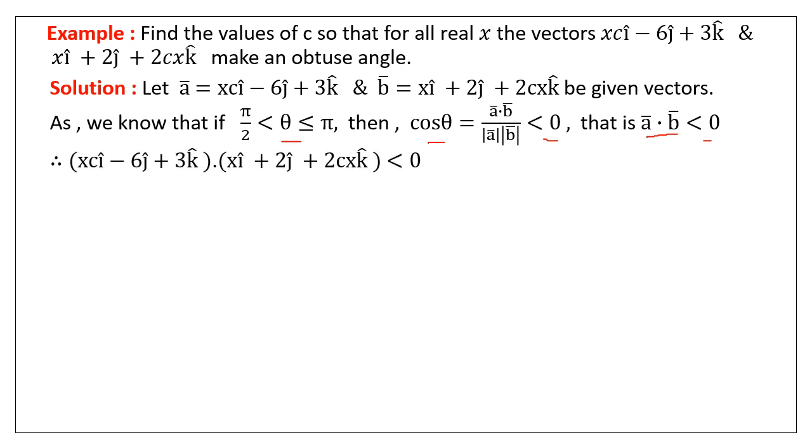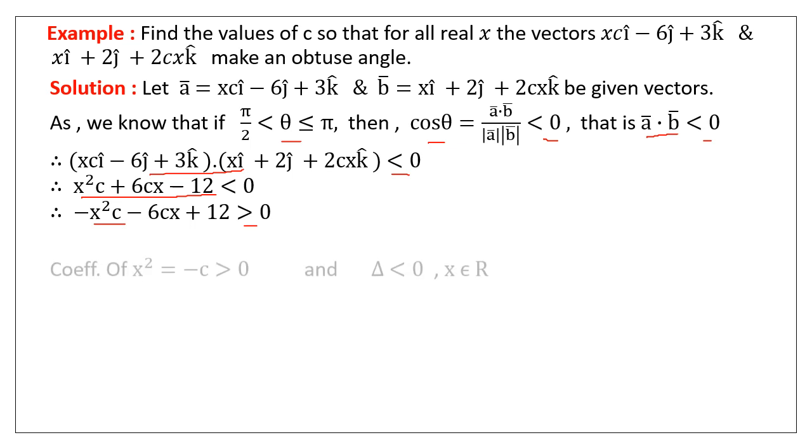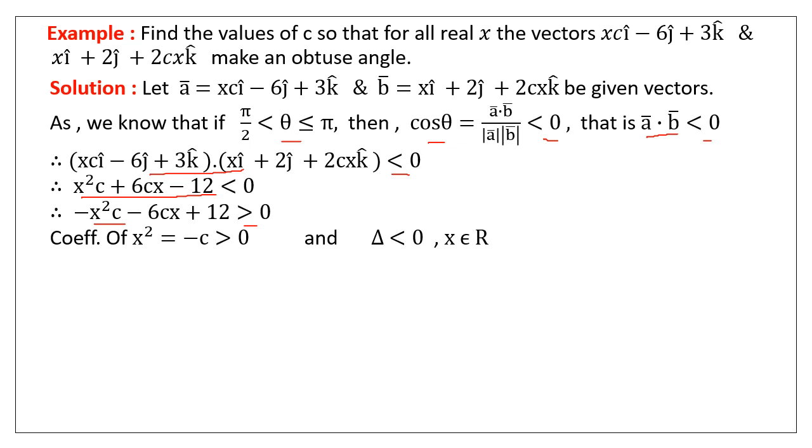So write down a bar dot b bar less than 0. After solving this, we have x square c plus 6cx minus 12 less than 0. Multiplying by minus 1, we have minus x square c minus 6cx plus 12 greater than 0. So from above, the coefficient of x square equals minus c, which is positive, and delta is less than 0 and x belongs to R. As minus c is greater than 0, so c is less than 0.